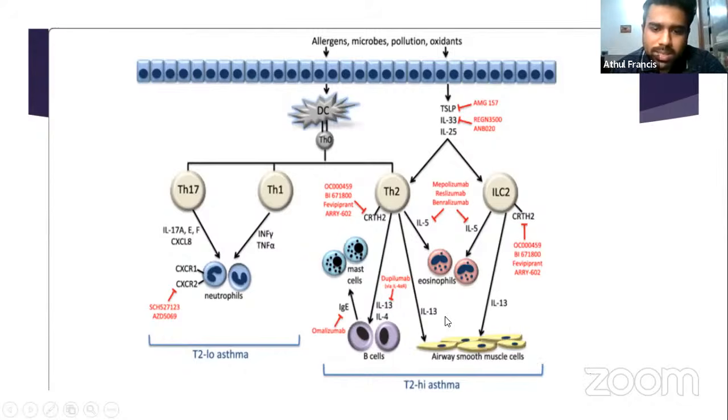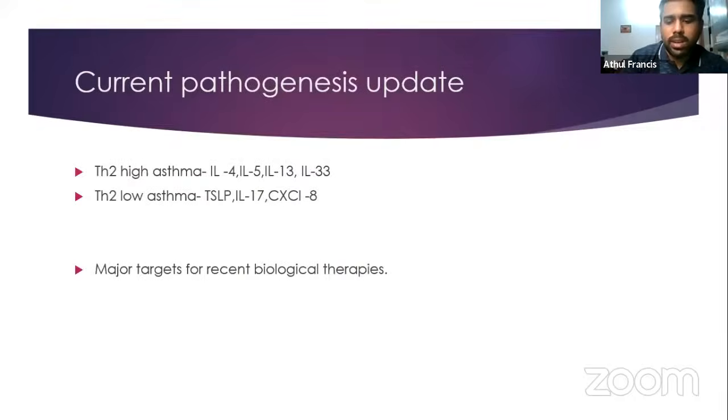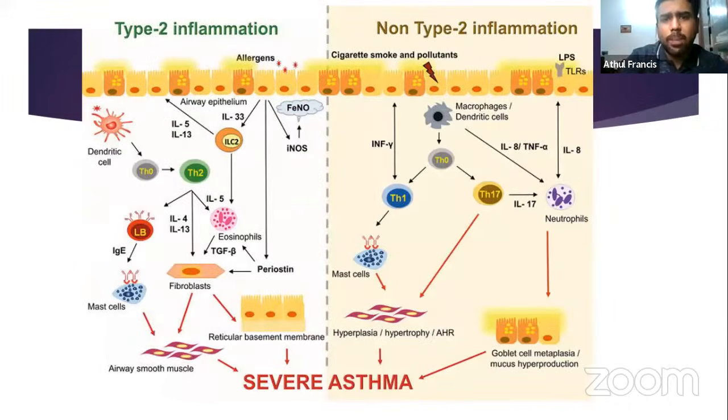Whenever there's an allergen, or due to the release of these various mediators by the eosinophils and the mast cells, there is hypertrophy of the airway smooth muscles. And whenever there is hypertrophy of the airway smooth muscles, the airway gets narrowed. Because of this airway narrowing, the symptoms of asthma are produced, like wheezing, cough, breathlessness, etc. So the important point to note here is this is the current pathogenesis of bronchial asthma.